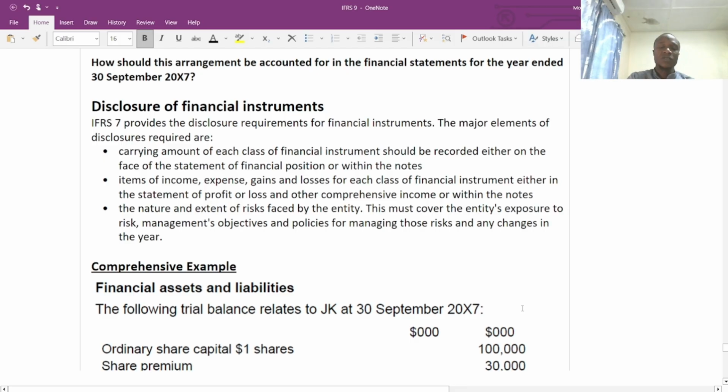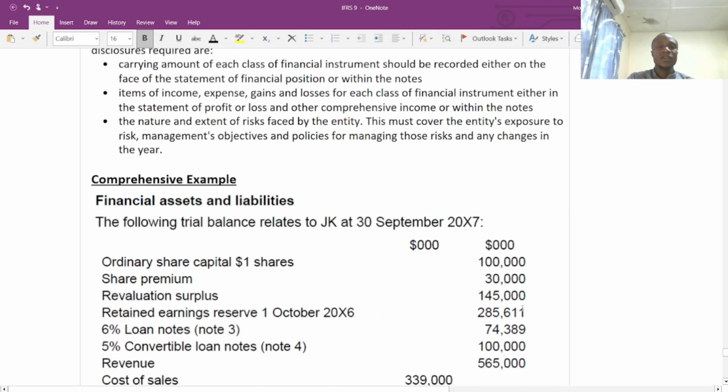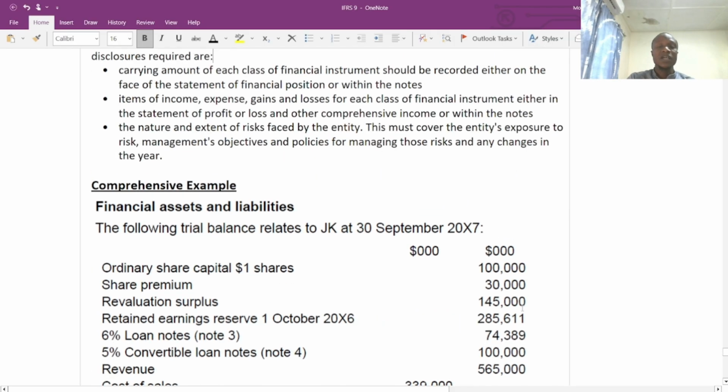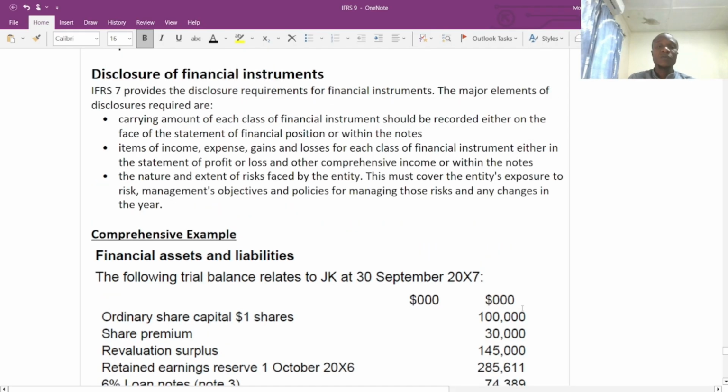And the disclosure is covered according to IFRS 7. Yes, it provides the disclosure requirements for financial instruments. The major elements of disclosure required are: the carrying amount of each class of financial instrument should be recorded either on the face of the statement of financial position or within the notes. So when you're talking about disclosure, it means we are going to look at how we are going to disclose the figures in the financial statement.